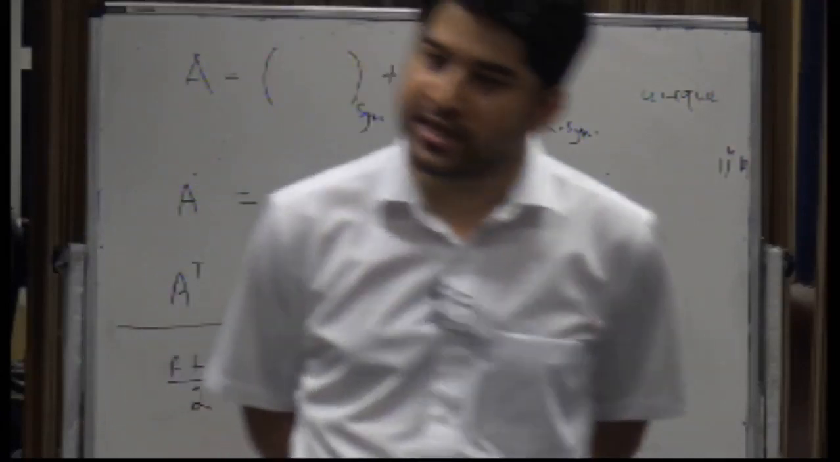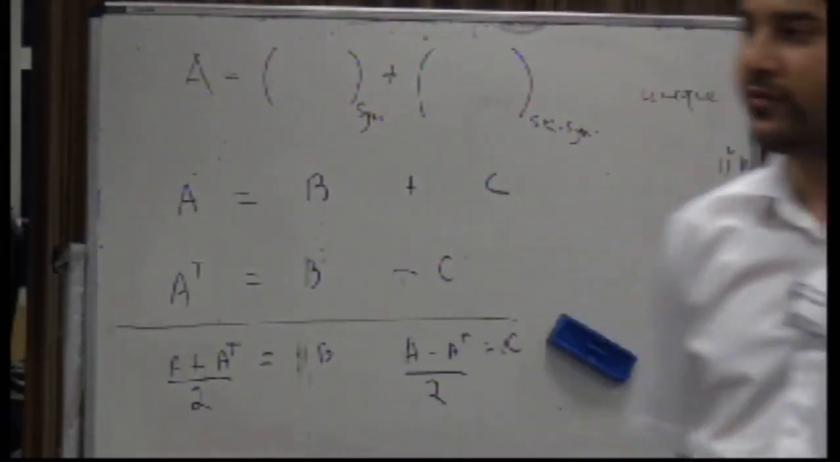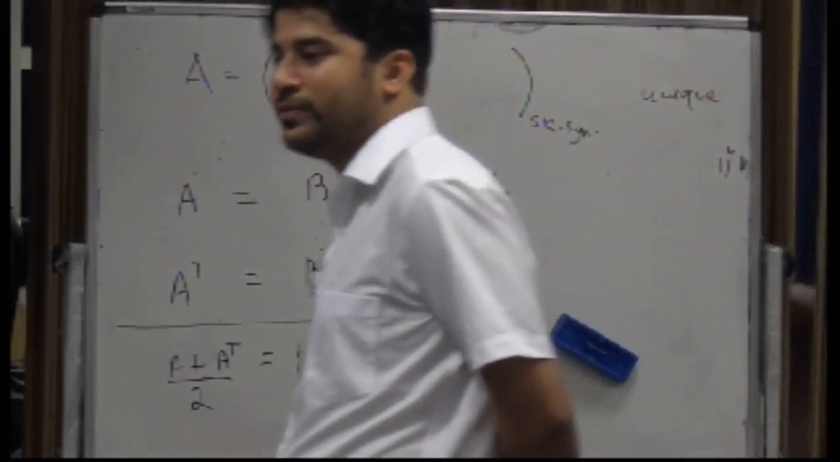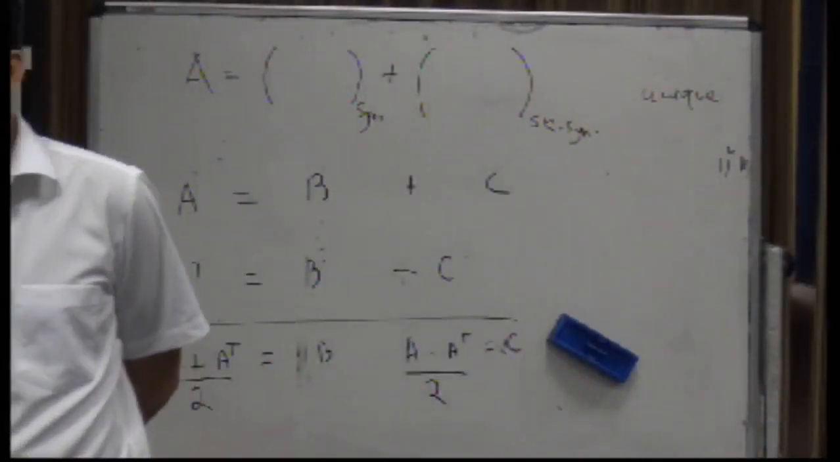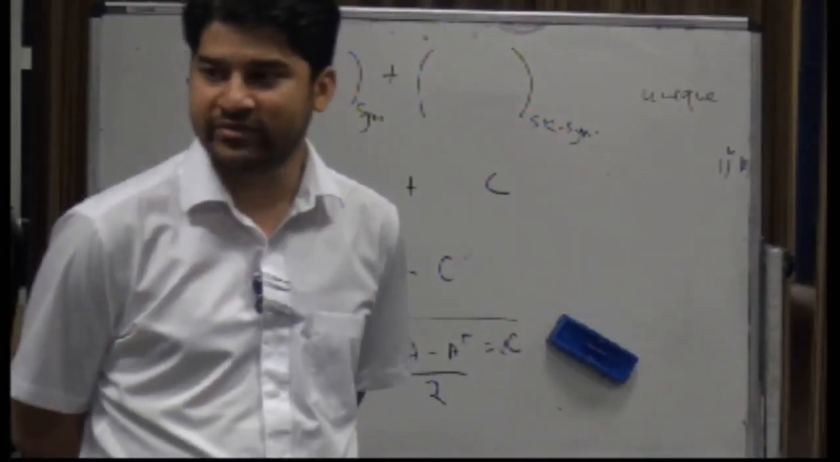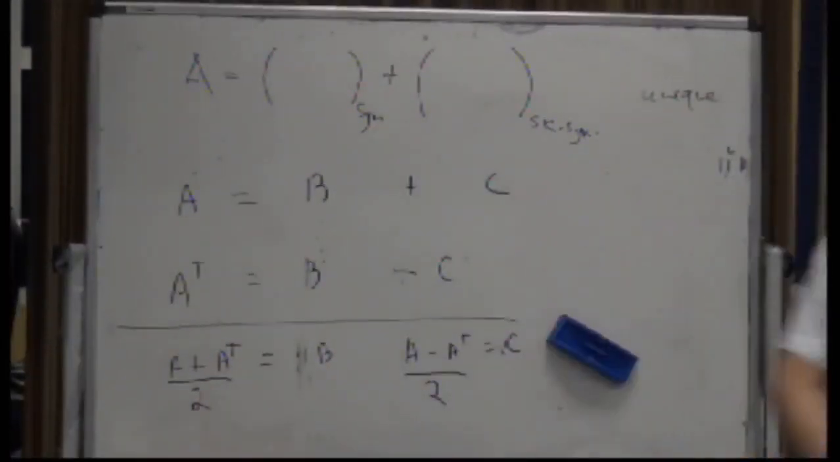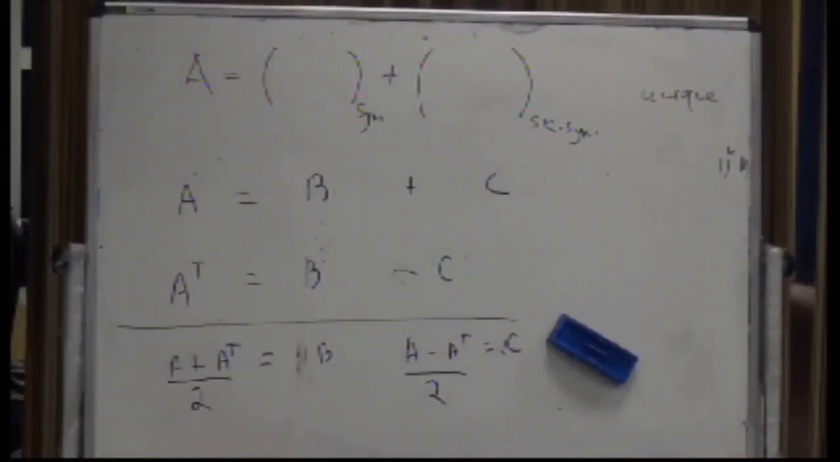Singular matrices. So if the determinant is 0, it means the inverse does not exist, which means it's a singular matrix. And if the inverse exists, we call it a non-singular matrix. So the inverse may or may not exist, right?